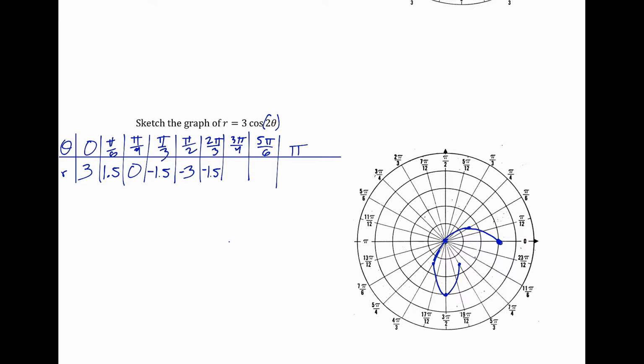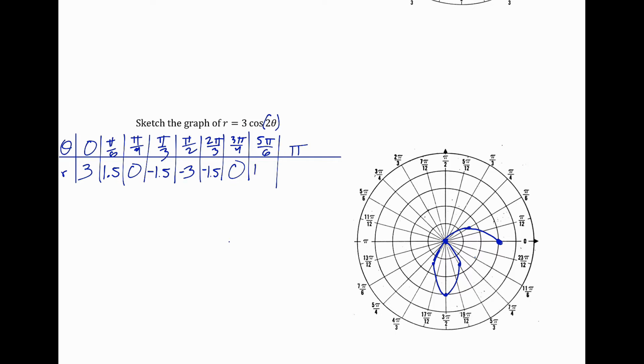Plugging in 3 pi over 4, we're back at 0. So facing 3 pi over 4, turn in that direction, but we have to go 0 out. So we're actually back right at the pole, right at that origin again. See, it creates a leaf there, or a petal, if you will.